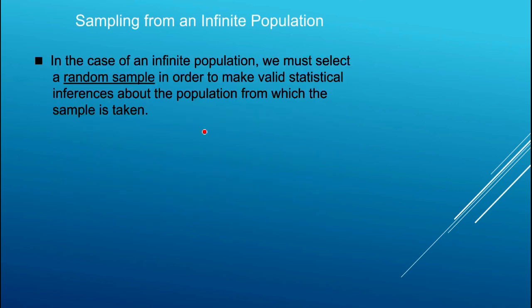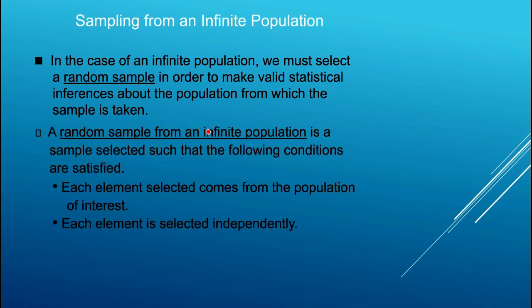In the case of an infinite population, the textbook makes a distinction between simple random sampling and random sampling, and the textbook authors say that random sampling is basically what we use in this case, the case of an infinite population, and for valid statistical inferences, they suggest the following. First, that each element that's selected into the sample comes from the same population, whatever population it is that we're interested in. Fair enough, that's easy. And then also that each element is selected independently of all the other elements that are selected.